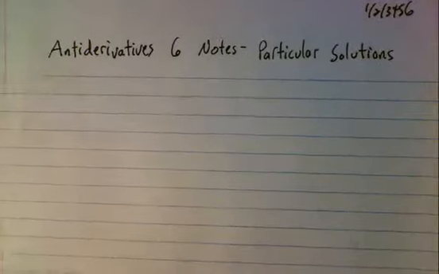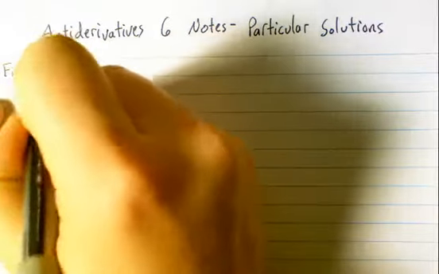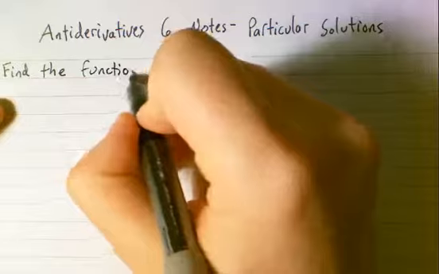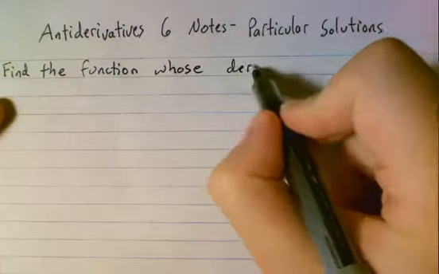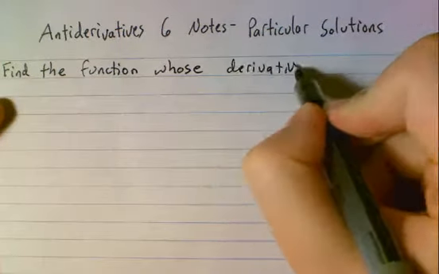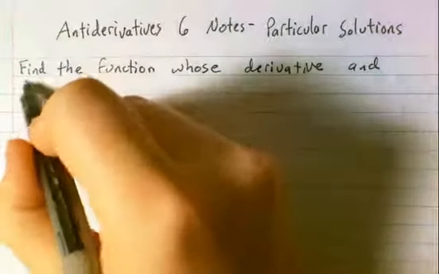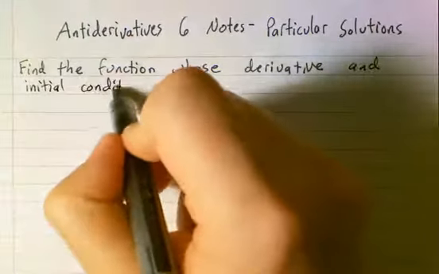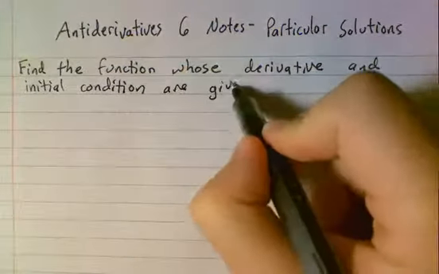The instructions, and how you know that this is what you're doing, is that you're going to see something that looks like this: Find the function whose derivative and initial condition are given below.